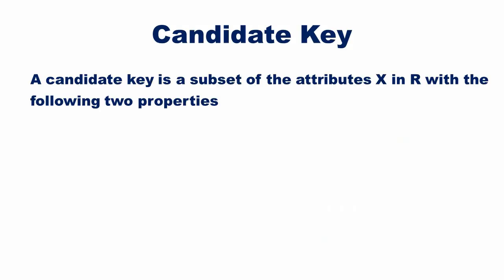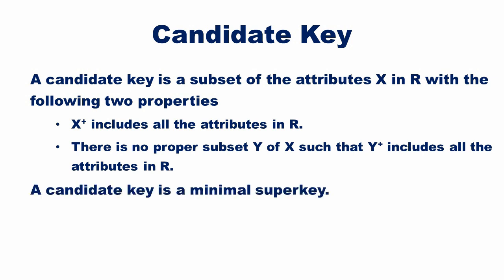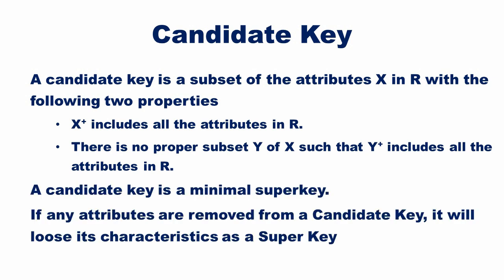Now, let us see the definition for candidate key. A candidate key is a subset of the attributes X in R with the following two properties. X plus includes all the attributes in R. That means a candidate key is also a superkey. There is no proper subset Y of X such that Y plus includes all the attributes in R. That means a candidate key is a minimal superkey. If any attribute is removed from a candidate key, it will lose its characteristics as a superkey.